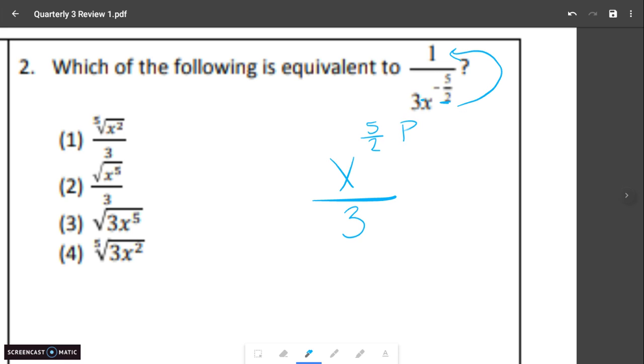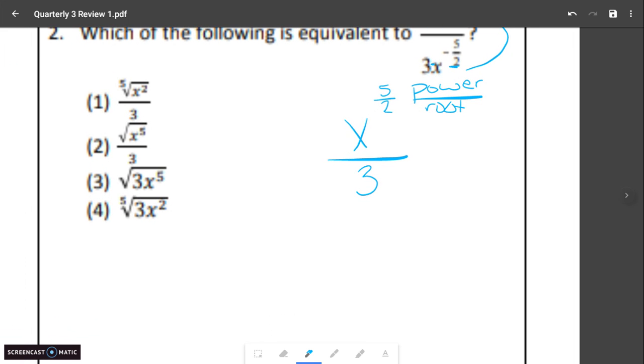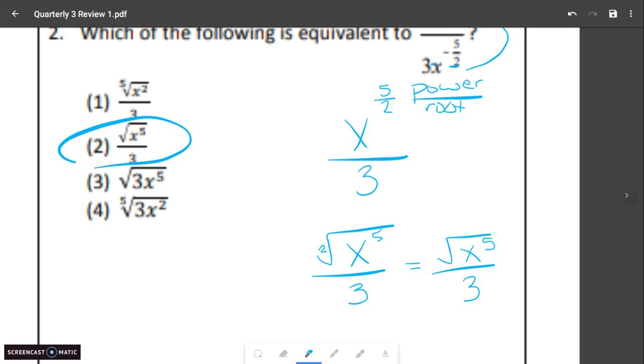From here, power over root. To rewrite this fractional exponent as a radical, your root is 2, your power is 5, and any root of 2, remember, is your regular square root. So normally we don't show the 2. It's implied that it is there if you do not see it. So the correct answer would be answer choice 2.